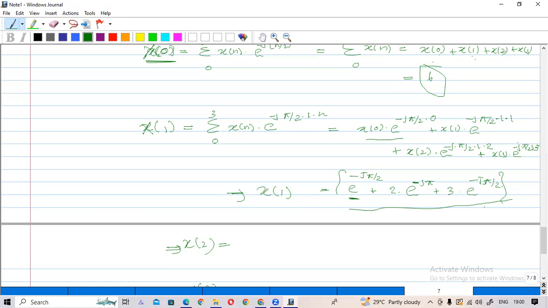Try to find the x2. So now, try to do this one yourself.